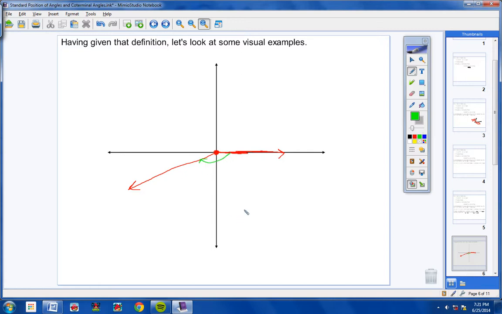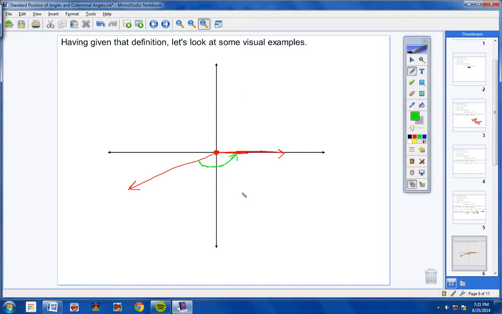Okay? Now, that angle is in standard position because here's your initial side and it's lying on the positive x-axis. Here's your vertex. It's lying right at the origin. So this angle is in standard position. Now, I could make one change and this angle would no longer be in standard position. If I started here and went this direction like this.